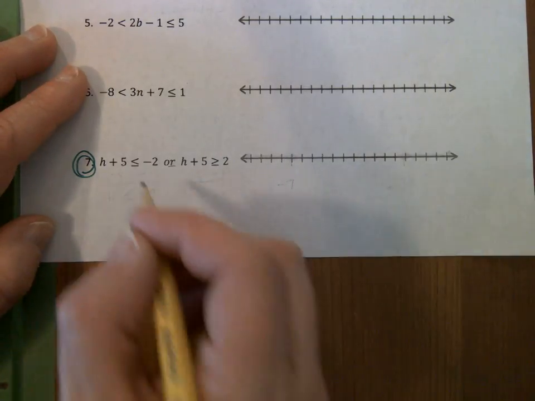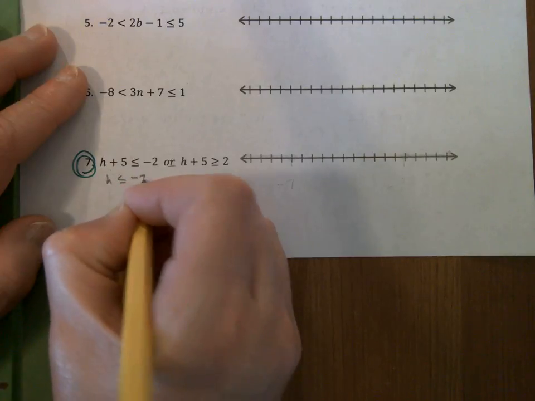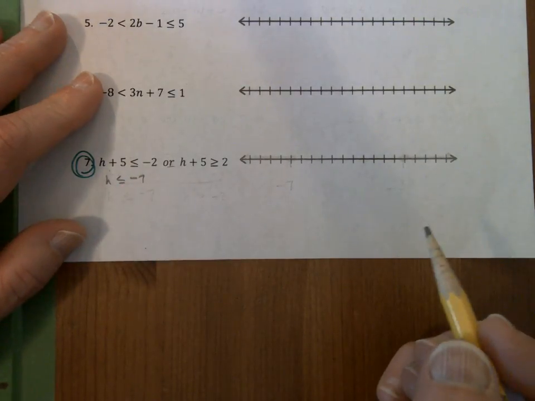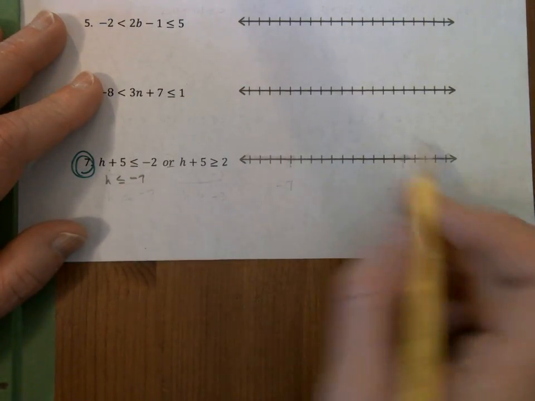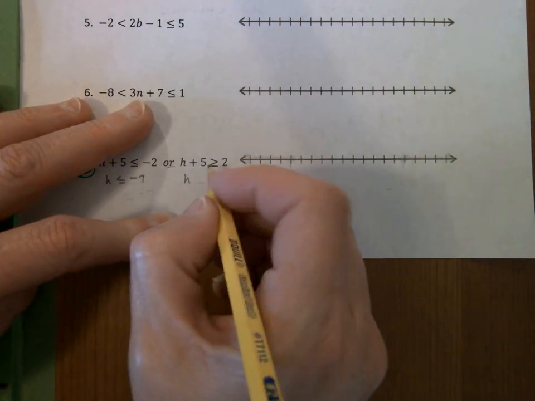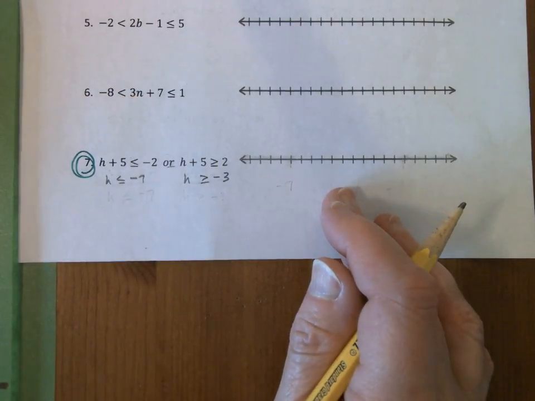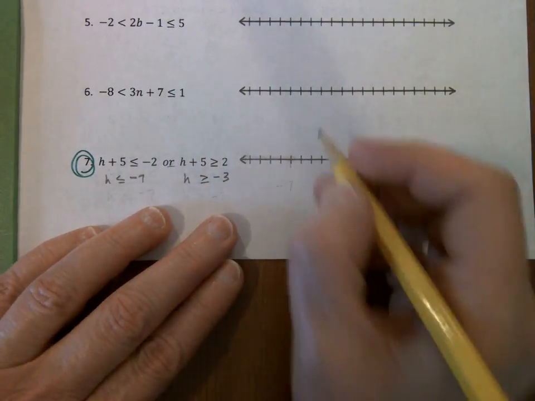If I look at number 7, okay, this is a disjunction because of the or. So I'm going to simplify each side. So here I'm going to subtract 5 from both sides, and I get h is less than or equal to -7. Because I don't have any numbers here yet, I'm going to go ahead and simplify this one as well. So I'm going to subtract 5, and that's going to give me h is greater than or equal to -3. So now I know my 2 numbers.